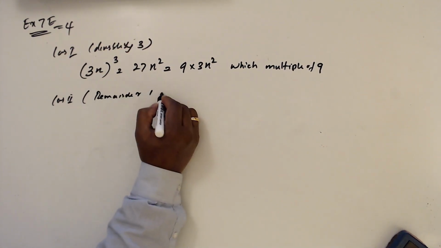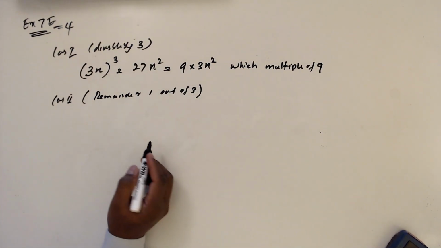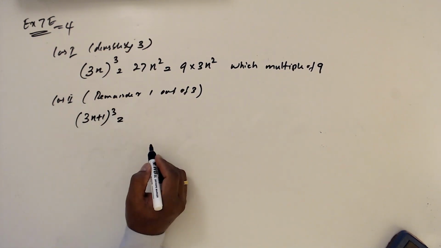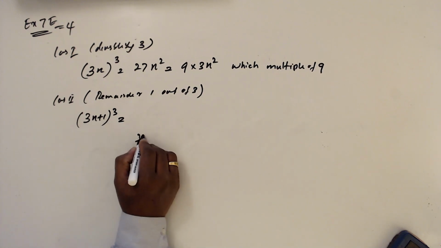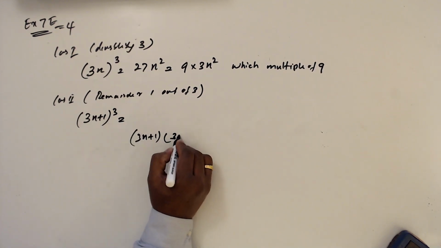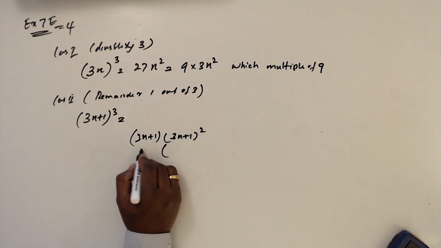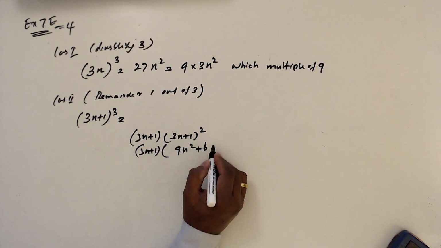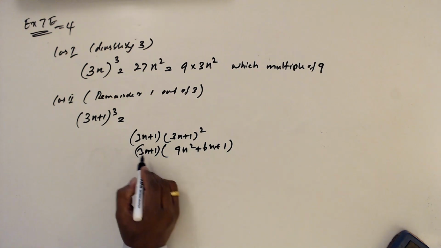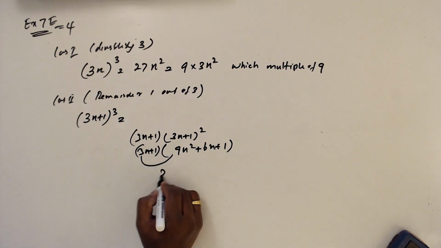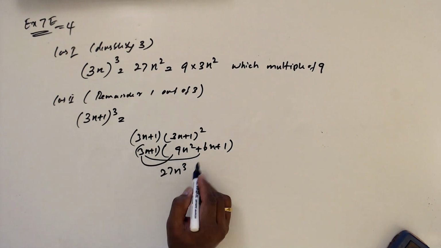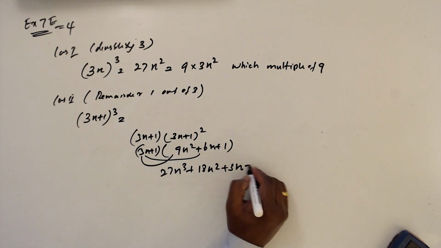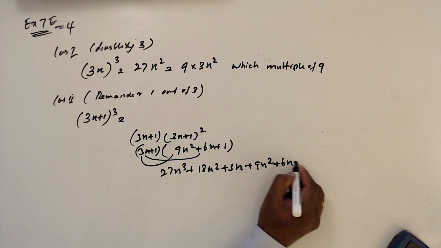Case 2. Remainder 1 out of 3 when you divide. So this is going to be (3n plus 1) cubed. So I'll explain this one. 3n plus 1 times (3n plus 1) squared. This is going to be 3n plus 1 times 9n square plus 6n plus 1. Now this is explained from here. 27n cube, this is 18n square, this is 3n, and this is 9n square, this is 6n plus 1.